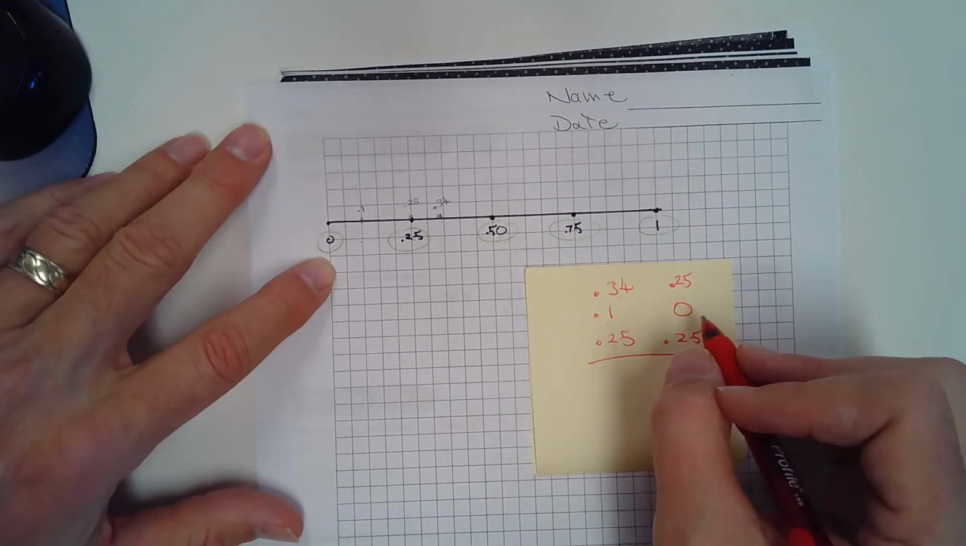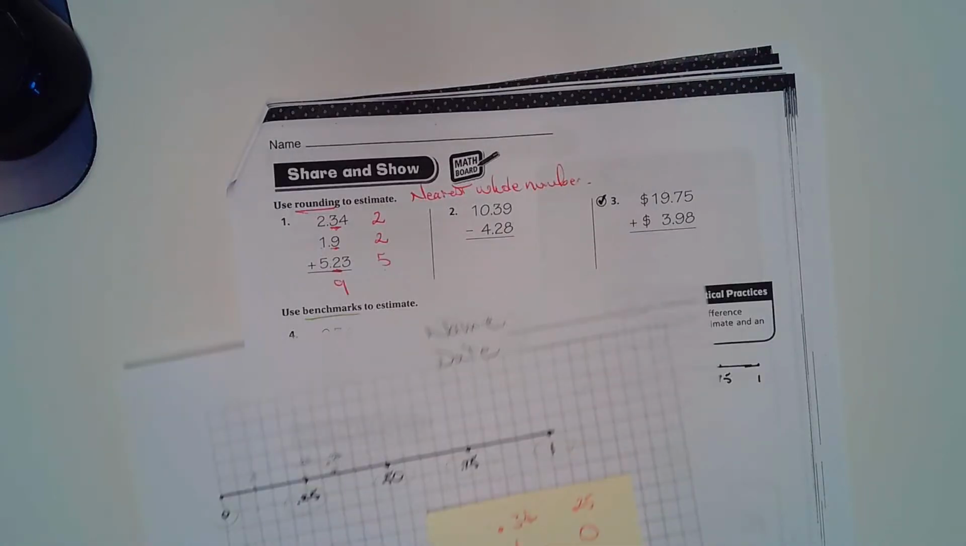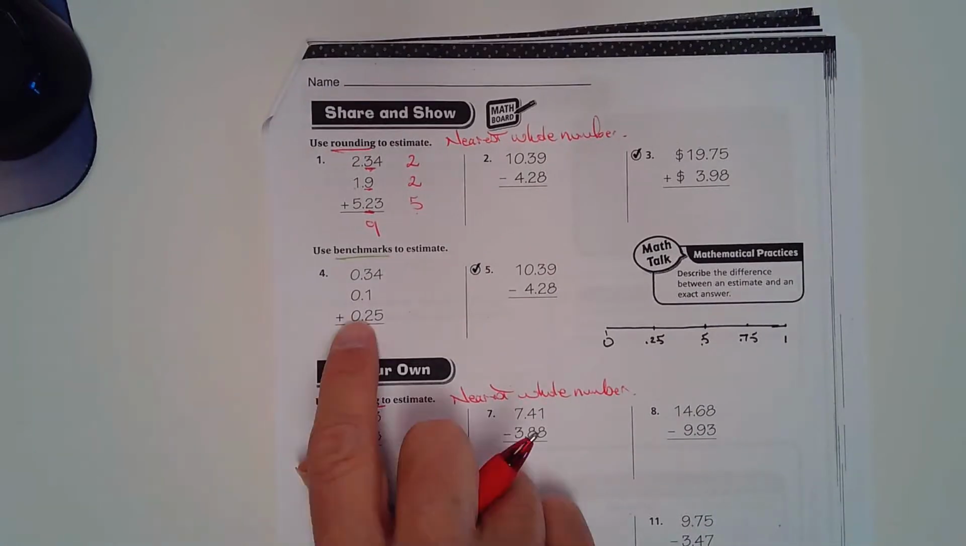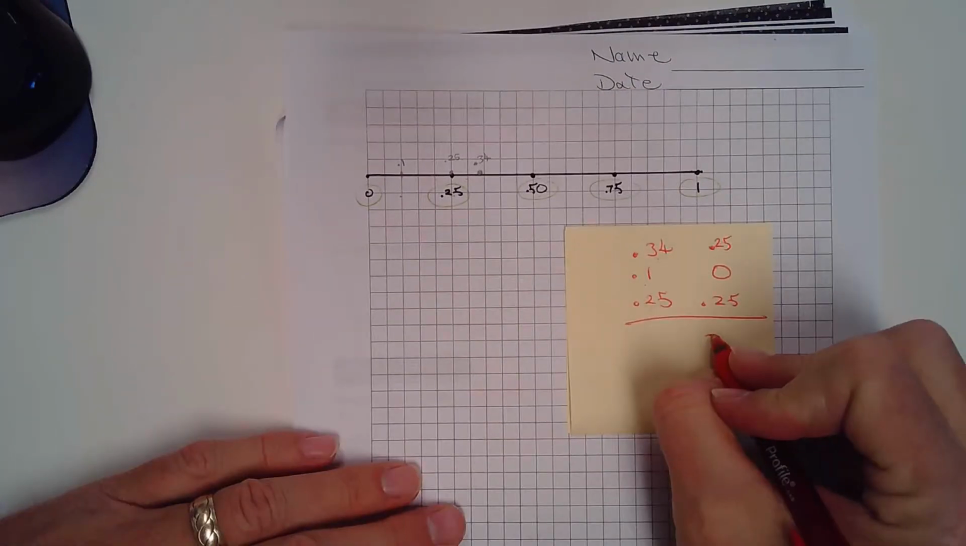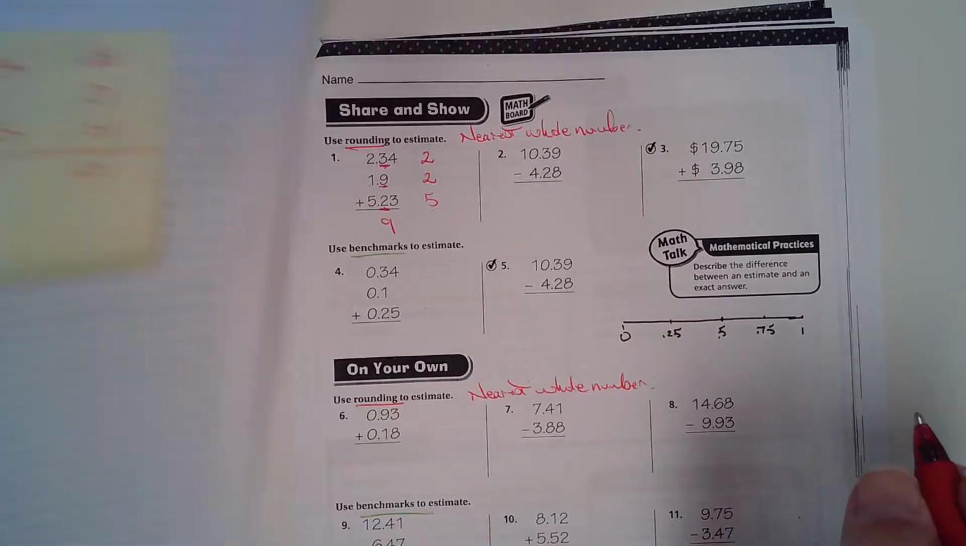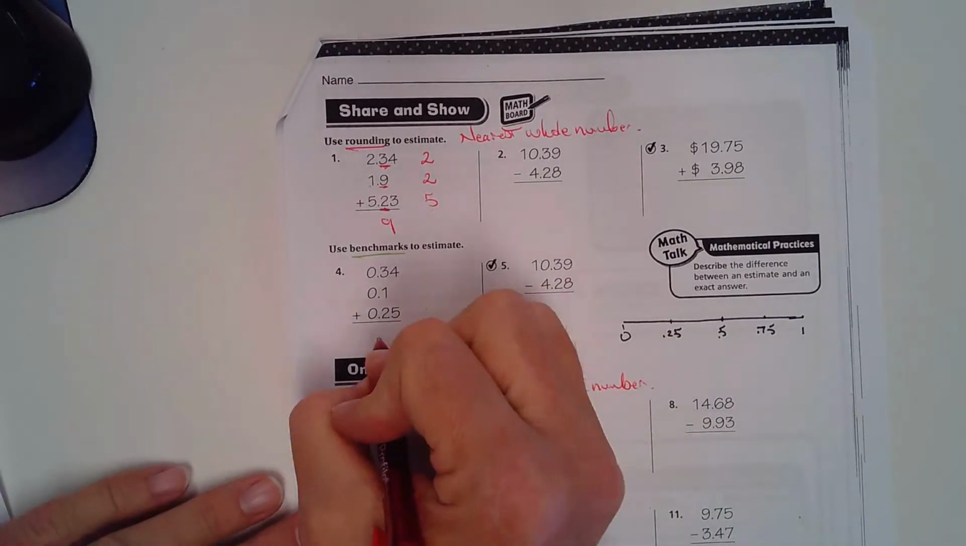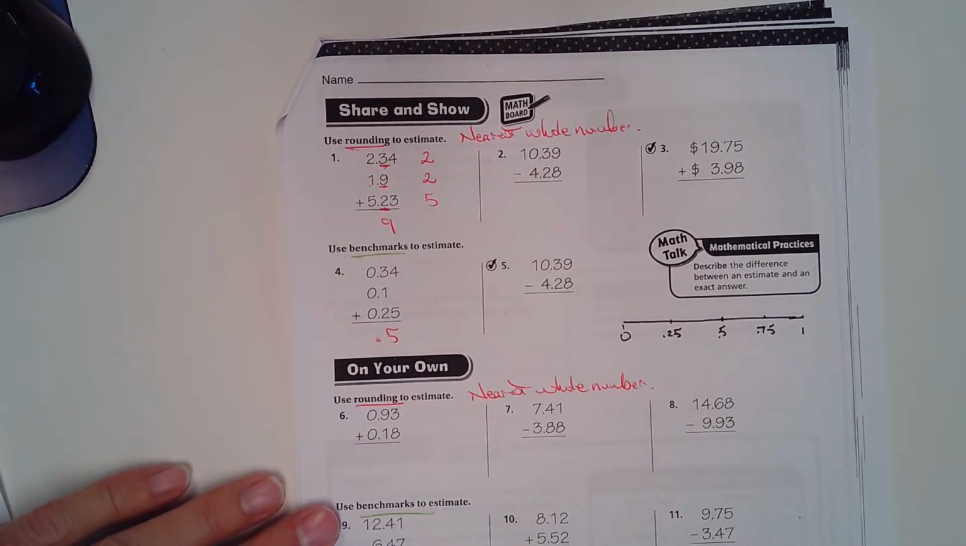Is that what we're doing in that first problem? I'll go back and look here. Yeah, we're adding. So what's 0.25 and 0.25? That's going to be 0.5. So an estimate would be 0.5. All right.